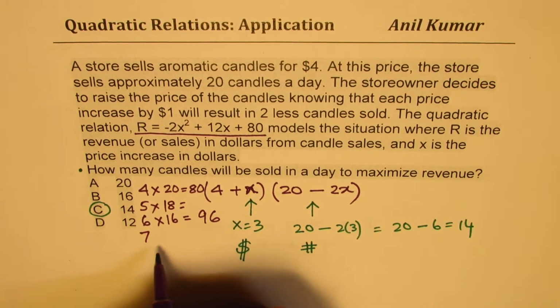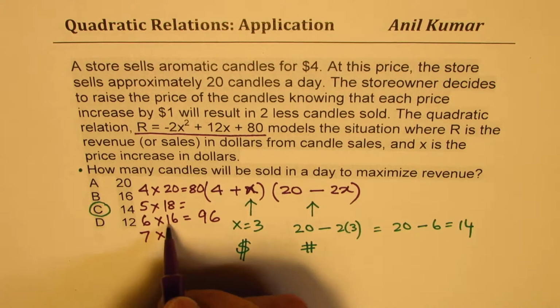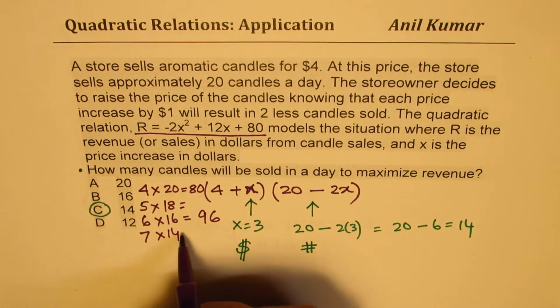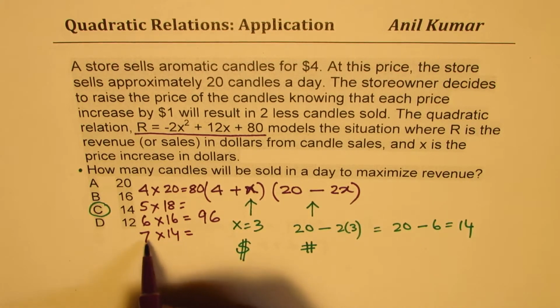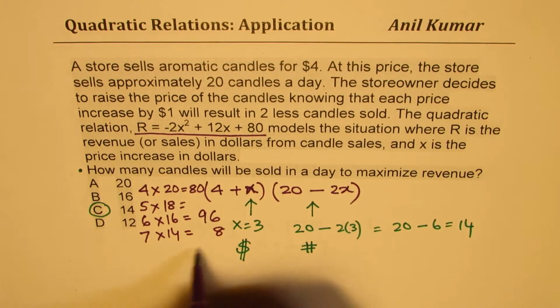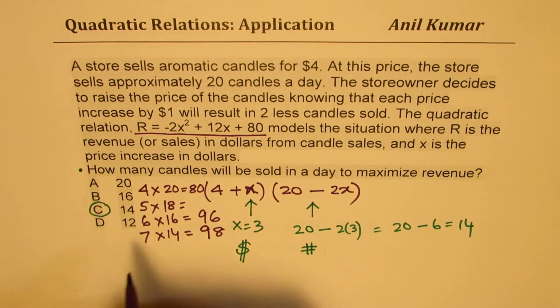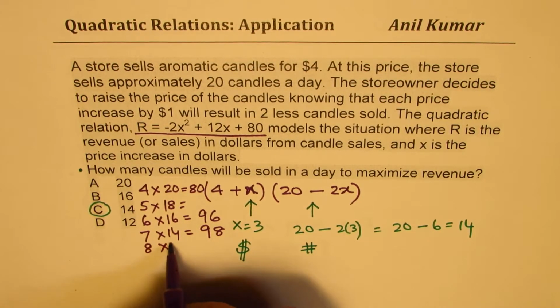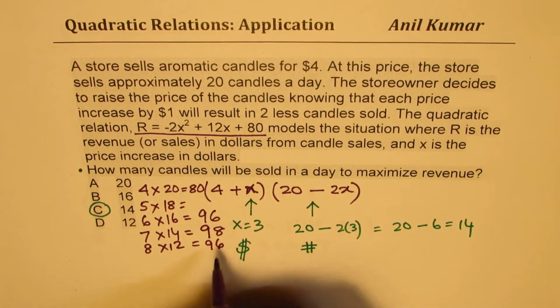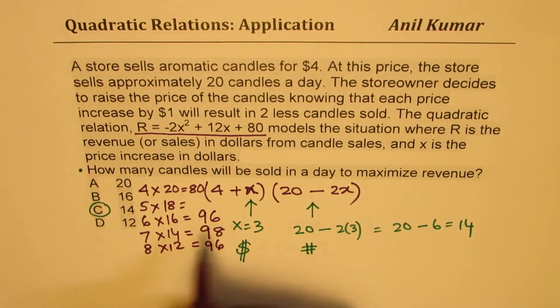Now if I increase this price by $1 more, then we are going to sell 14. Now if I multiply 7 with 14, I get 98 as my answer. Now 98 is higher than the other ones. Let's try for 8 also. 8 times 12 is 96. So the highest value is only for C.